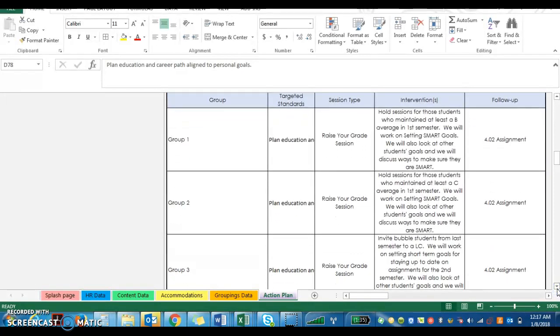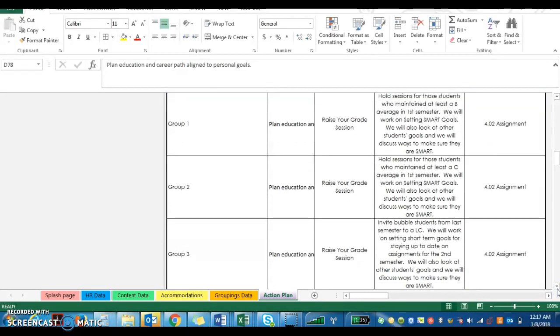And then the second week, there's going to be Raise Your Grade sessions. We're going to be working on the 4.02 assignment. And then my Group 1 is going to be working on creating SMART goals for that 4.02 assignment. Same thing with Group 2.